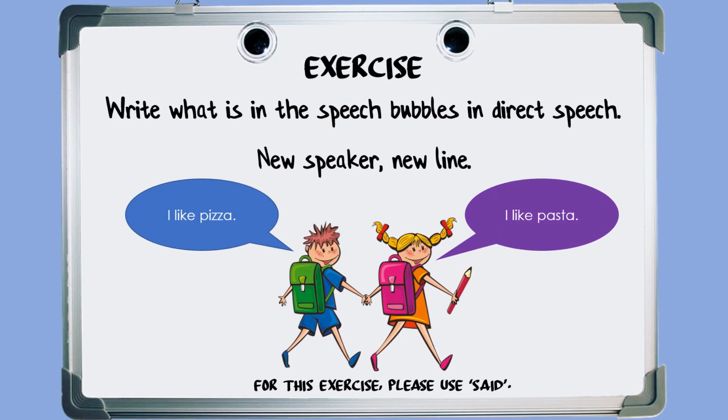So, what I want you to do on a piece of paper, and you're going to need to pause this video when you do it, is write what is in the speech bubbles in direct speech on your piece of paper. Please put them on their own lines. This is a boy, so you can just say the boy, and you can just say the girl. So I want you to try that.